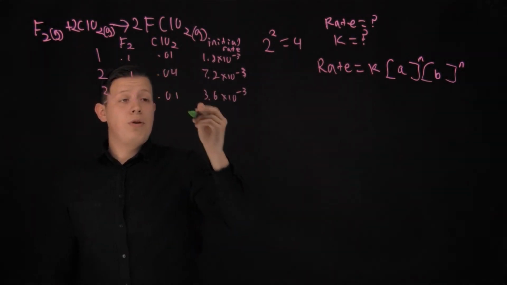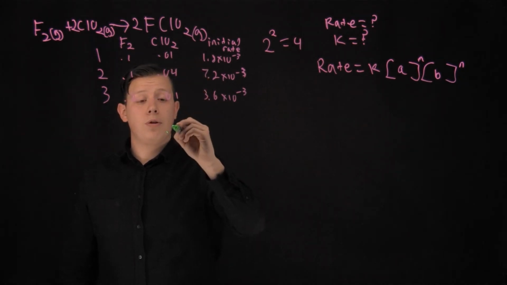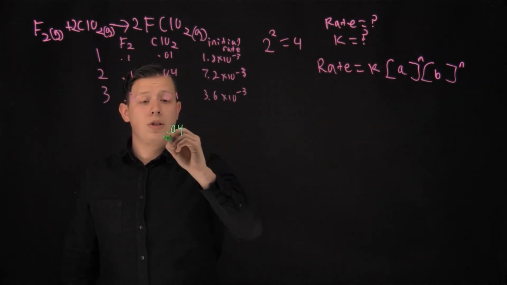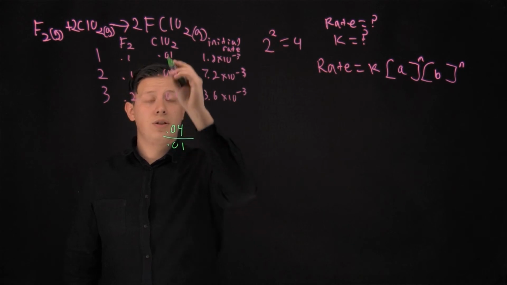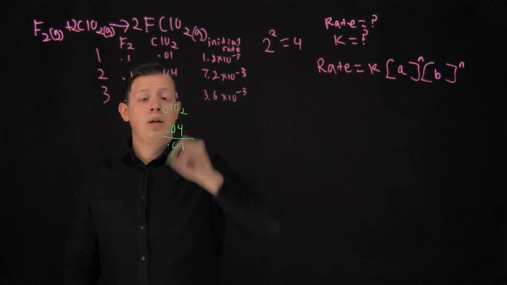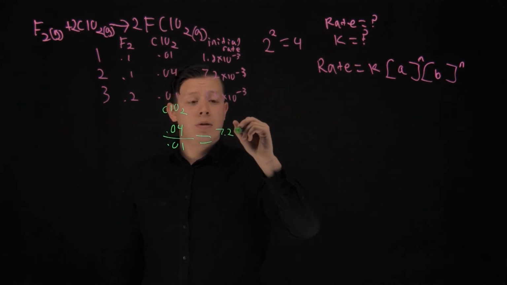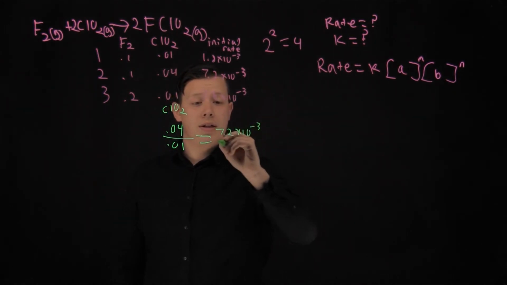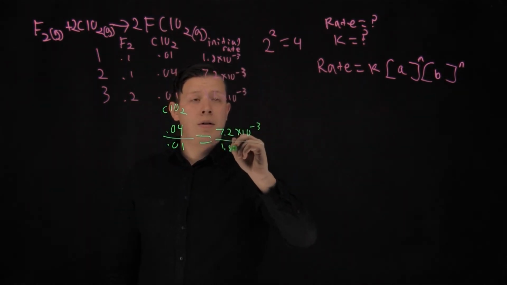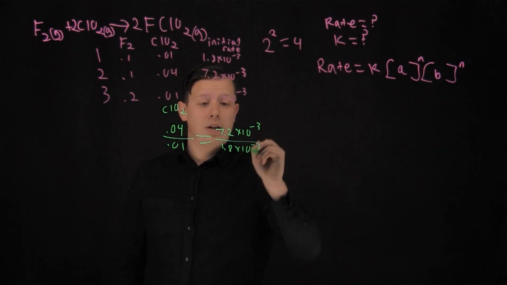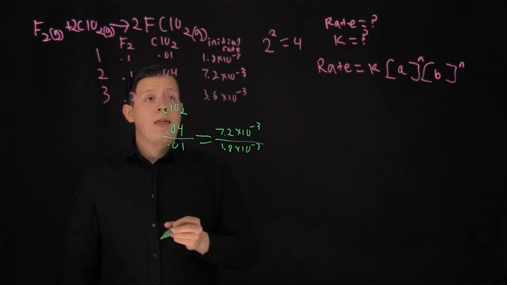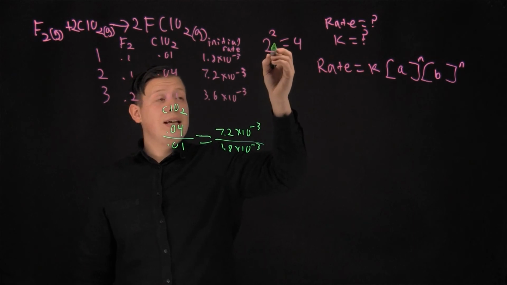So if we go from 0.01 to 0.04, we're going to do the second one over the first. And once again, this is for ClO2 and how it affected the rate, which is going to be 7.2 times 10 to the negative third for the second instance, and 1.8 times 10 to the negative third for the first, sorry. And once again, you're going to see it like this.